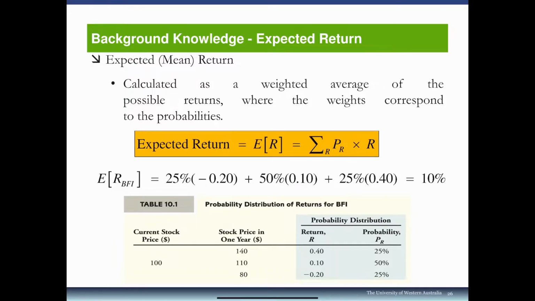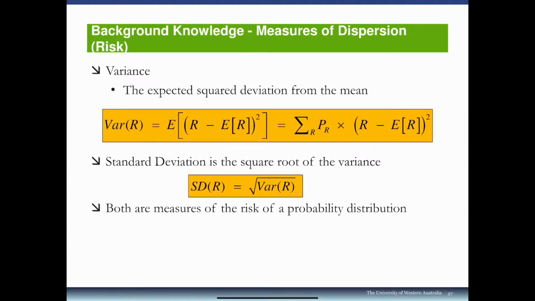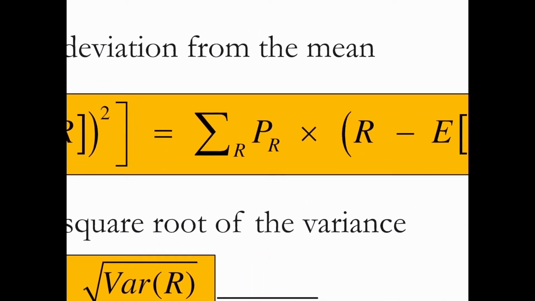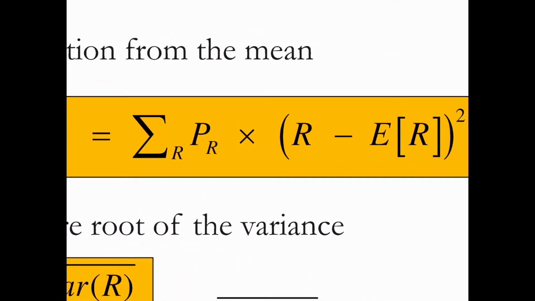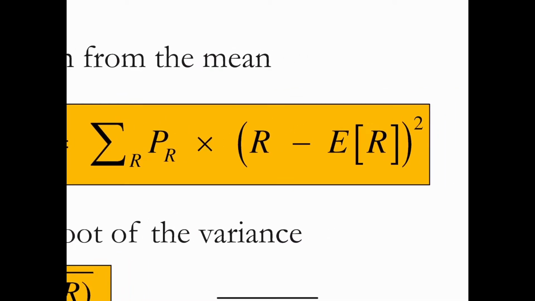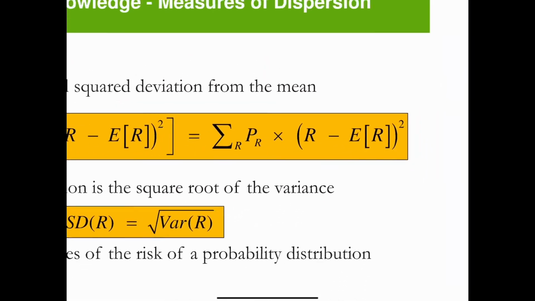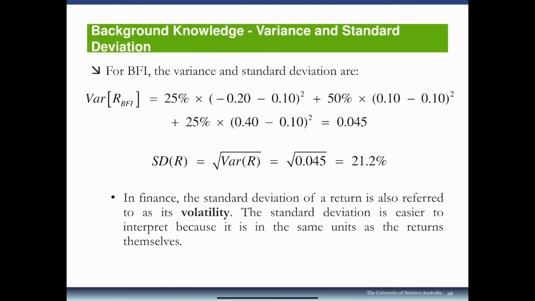That's what you get on average. And then the formula requires us to put in the probability times the return for a particular scenario minus the expected return of this stock, and then square it. So for BFI, the variance looks long, but we just follow the formula: 25% times (minus 0.2 minus 0.1) squared plus, and so on. You get 0.045. And the standard deviation is the square root of the variance, which gives you 21.2%.